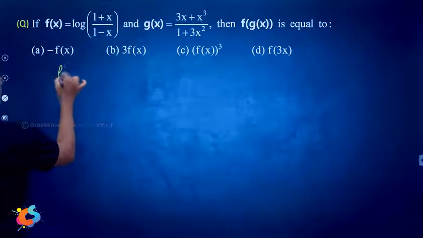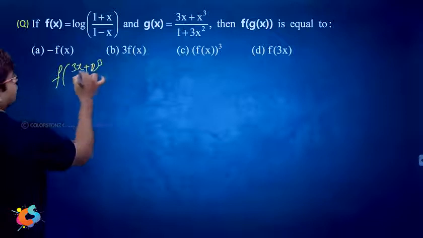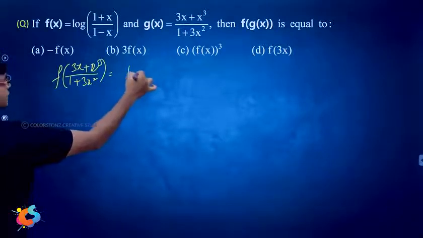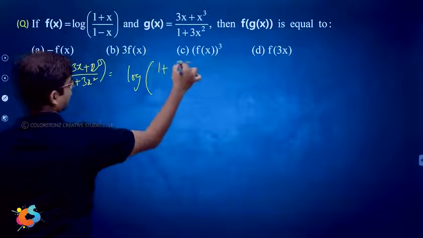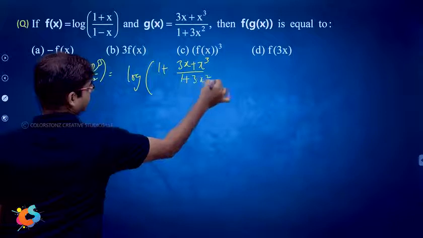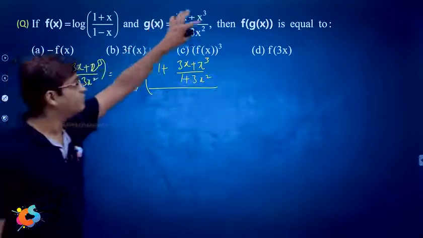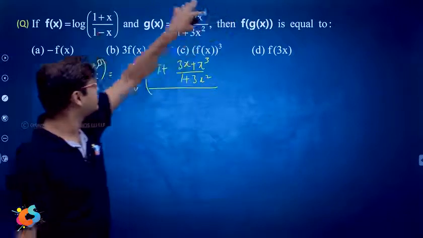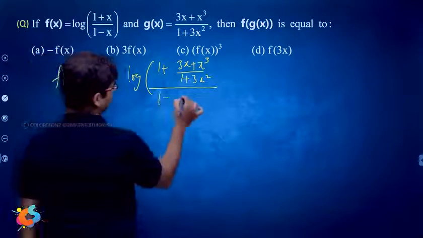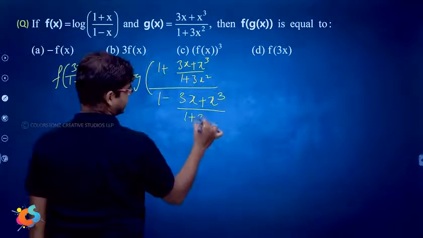So first replace the inside function. If you are replacing the inside function, (3x plus x cube) by (1 plus 3x square), and this you have to put in x, right? So therefore 1 plus (3x plus x cube) by (1 plus 3x square). Directly you can write this itself because you know what is f of g of x. This will go here, and wherever x is there in f, there you have to put this one. So 1 minus (3x plus x cube) by (1 plus 3x square).